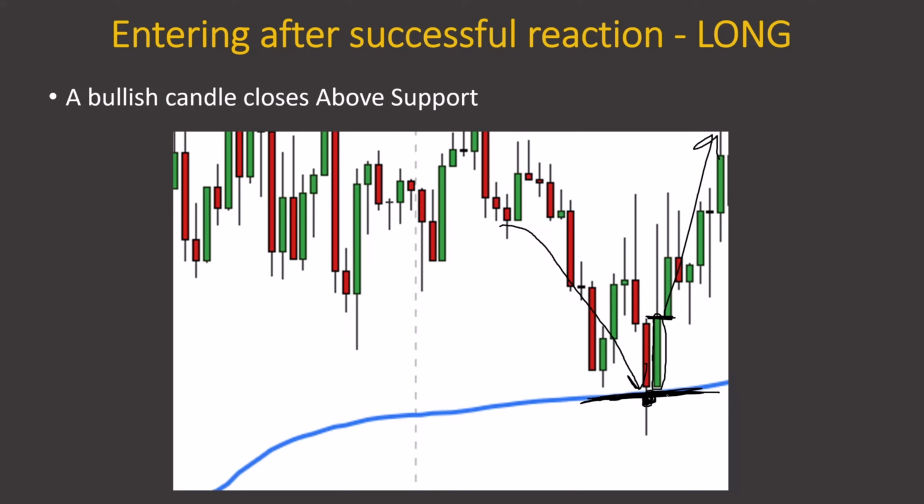It doesn't need to be this exact confirmation. If you are an advanced trader, if you use, for example, order flow, then I would think that's the best confirmation you can get. If you are a price action trader, then I recommend something like this.